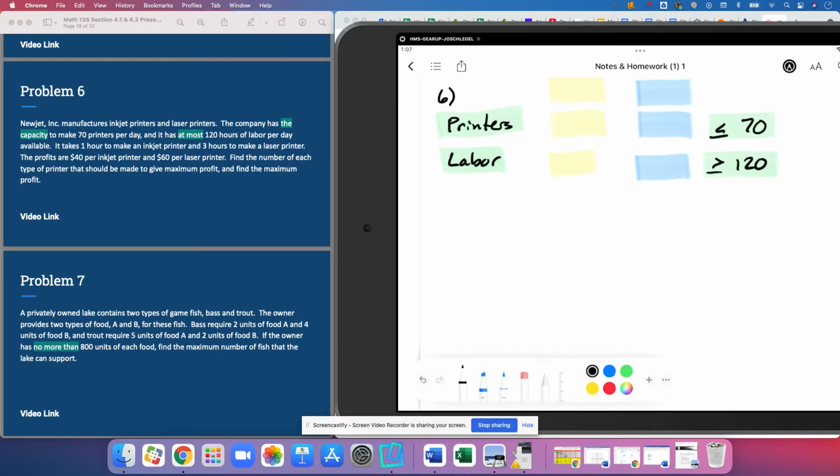So let's continue reading, everyone. It takes 1 hour to make the inkjet printer and 3 hours to make the laserjet printer. So that would be labor. It takes 1 hour to make an inkjet. We'll call the inkjet X. And it takes 3 hours to make a laser printer. We'll call the laser printer Y.